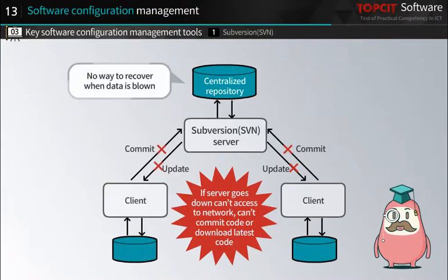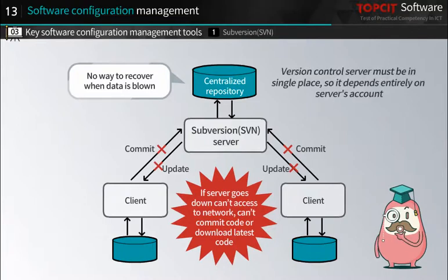For that reason, if there is a problem with the central server's hard disk and you lose all the data, there is no way to recover it. In other words, the main disadvantage of Subversion is that the version control server must be in a single place, so it depends entirely on the server's health.